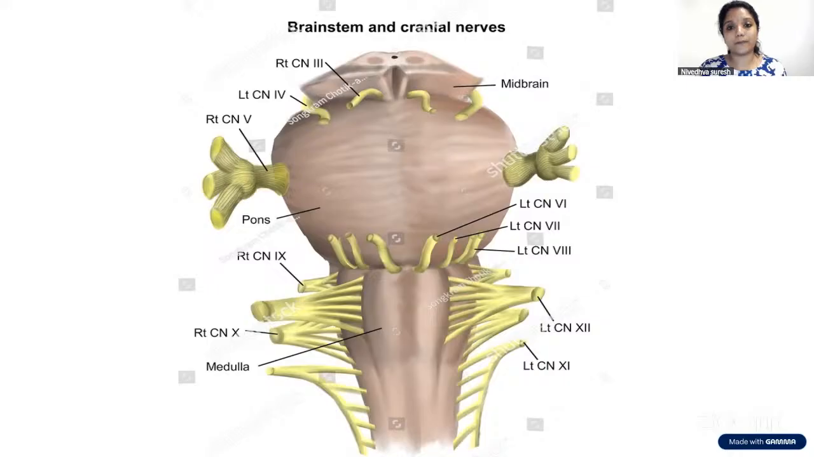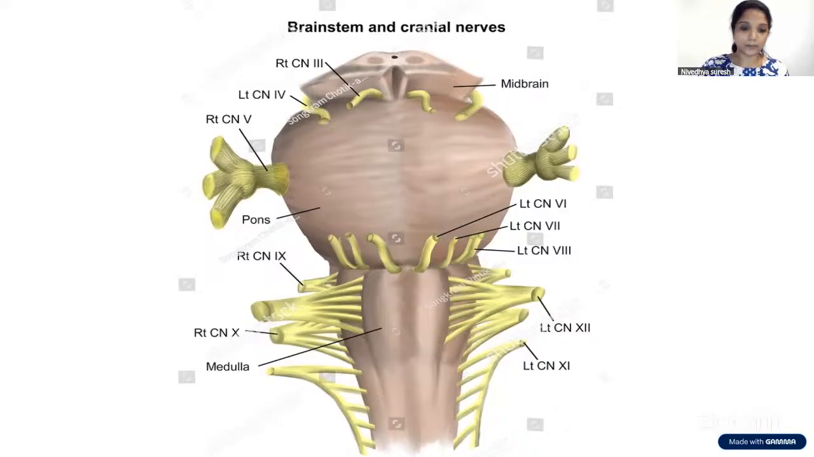Good. Okay. So all the cranial nerves are covered, right? Except cranial nerves 1 and 2, the remaining cranial nerves, that is the third and fourth cranial nerves, emerge from the midbrain, the fifth cranial nerve and 6, 7, 8 emerge from the pons, and from the medulla, cranial nerves 9, 10, 11 emerge.